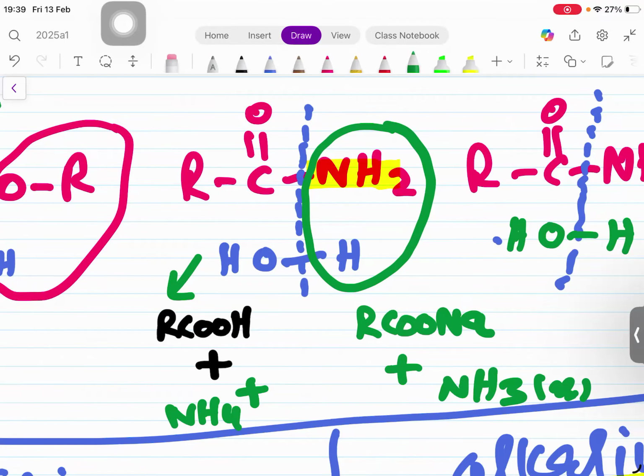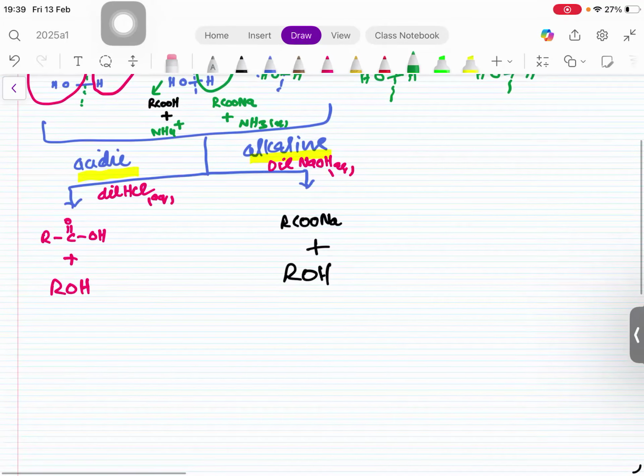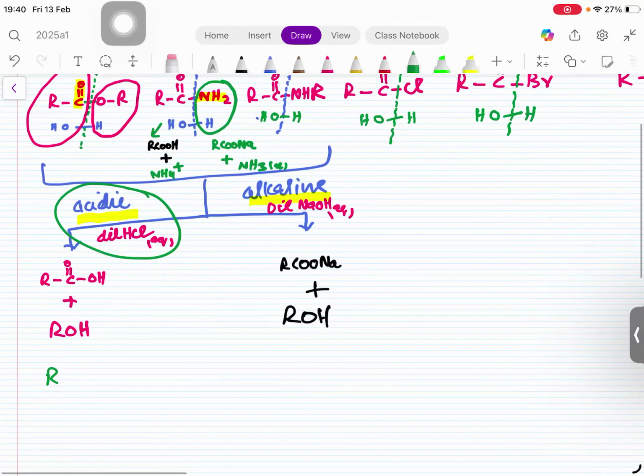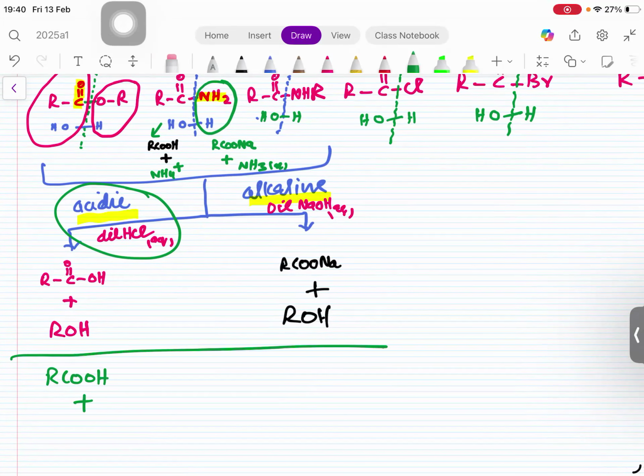But if you are using acidic hydrolysis, then your products will be RCOOH, and I am telling this for the amide, plus NH4 positive. And for alkaline, your products will be RCOONa plus NH3. Okay?